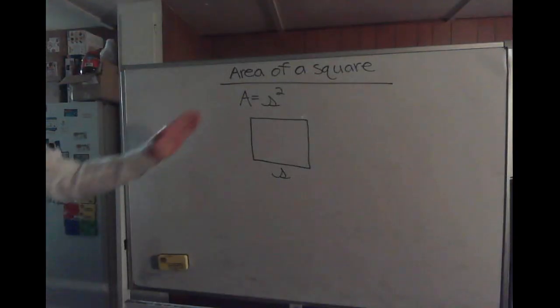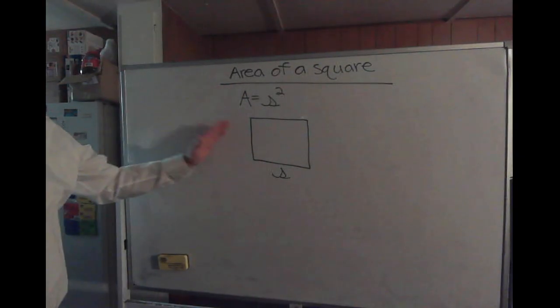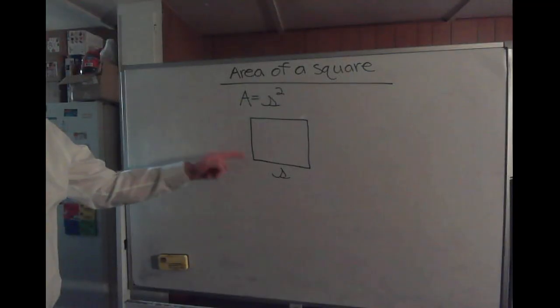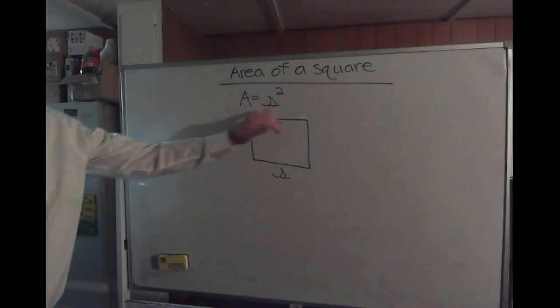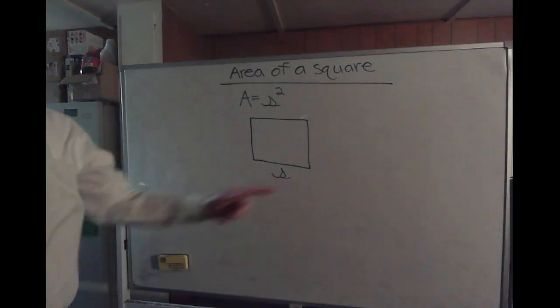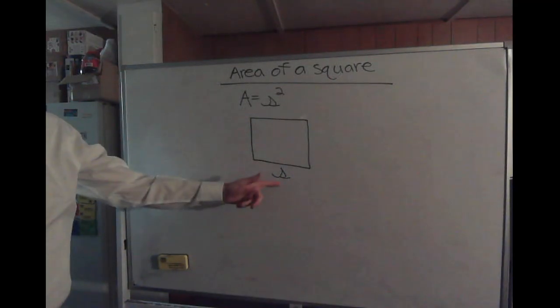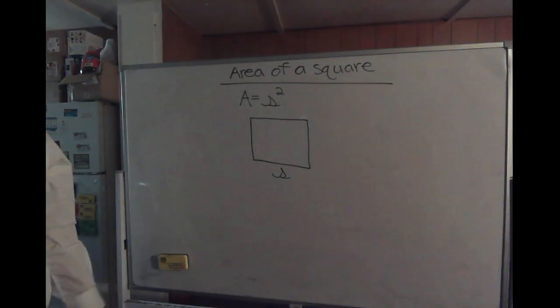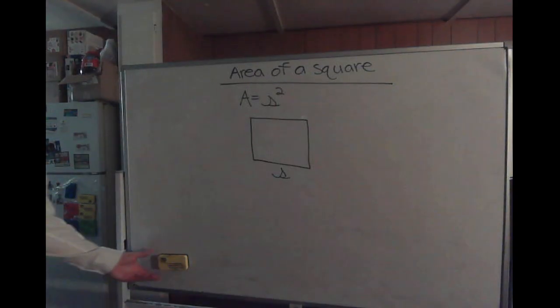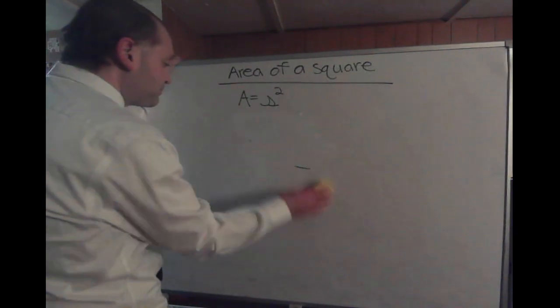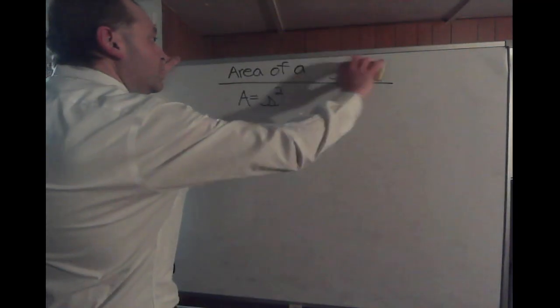But first, of course, you have the area of a square, which you're all probably very familiar with by now. If you want to find the area of a square, well, squares have all four sides with the exact same length. So to find the area of a square, you just take one side and raise it to the second power. That's the area of a square. It's really quite simple.